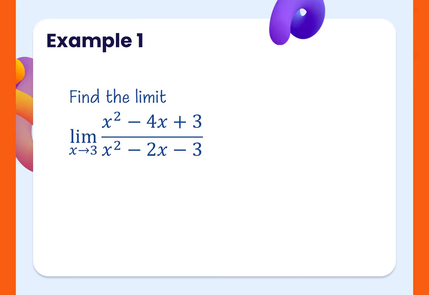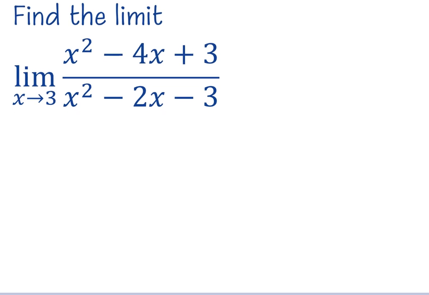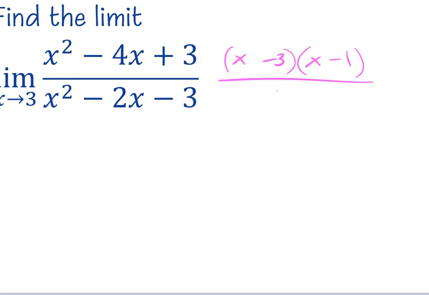So example 1 gives you something like this. The very first thing you're going to do now is see if these can be factored, just like we did with rational functions. So if I look at the numerator here, I want to try to factor it. How would I factor x squared minus 4x plus 3? Good. x minus 3, x minus 1. And then my denominator, how do I factor x squared minus 2x minus 3? Good. x minus 3 and x plus 1.